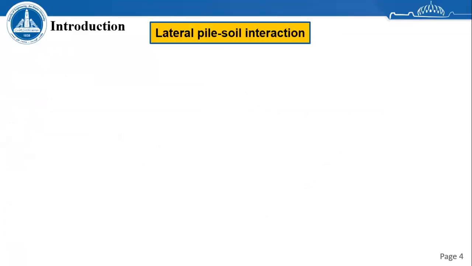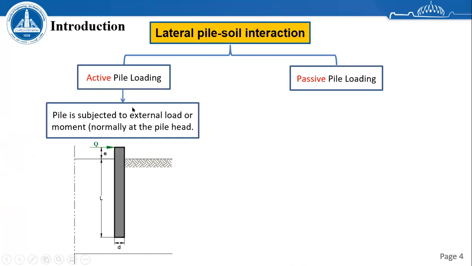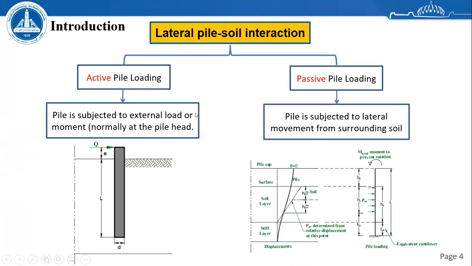When we start to talk about the lateral pile-soil-structure interaction, we should differentiate between the active pile loading and the passive pile loading. The term active pile loading is used when we describe the conventional loading where the pile is subjected to an external load or a moment normal to the pile head. While in passive loading, the pile is subjected to lateral movement from the surrounding soil, where the soil displacement is higher than the pile displacement, and the difference between the soil and pile displacement will result in the passive loading on the pile.